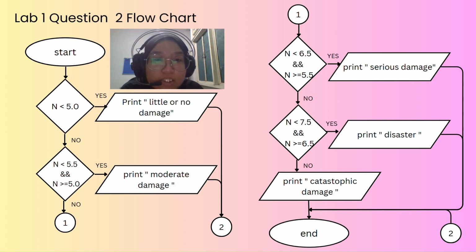If yes, it will print disaster and go straight to the end of the program. And if no, if it does not pass any of these decisions, it will print catastrophic damage and end the program. So that's it from me.